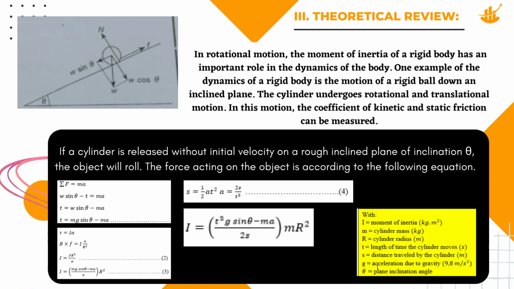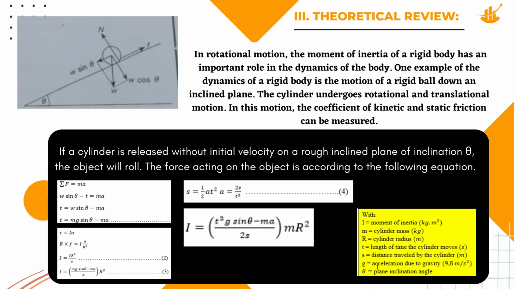A cylinder can also undergo rotational and translational motion when rolling downwards. In this motion, the coefficients of kinetic and static friction can be measured. In addition to the coefficients of kinetic and static friction, the moment of inertia coefficient of the cylinder can also be measured. If a cylinder is released without initial velocity on an inclined plane with inclination theta, the object will roll.